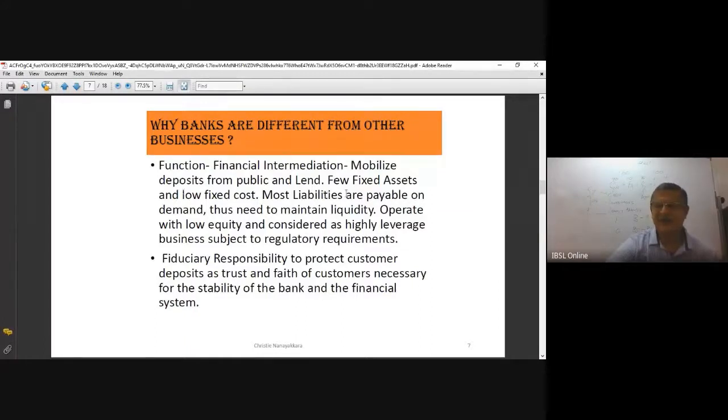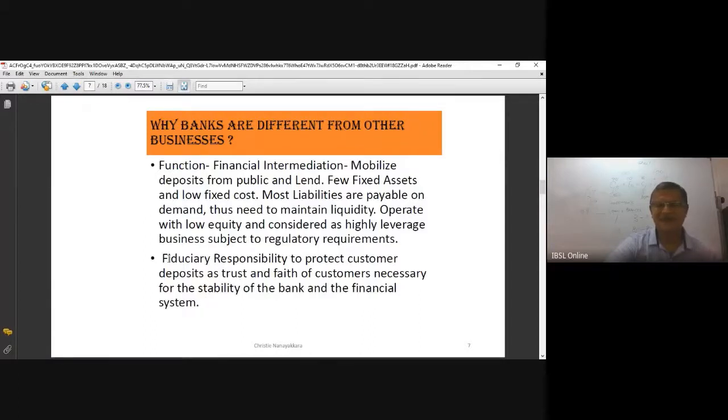We operate with low fixed assets, and we mobilize deposits from the public. For all that, public confidence is a requirement. So that's why we follow all the rules of our regulator, the Central Bank of Sri Lanka. A bank also has another responsibility, called a fiduciary responsibility, to protect customers' deposits. In recent times, the deposit insurance scheme has come. As a result, people have more faith. Otherwise, completely based on confidence, they place their money in the banks.